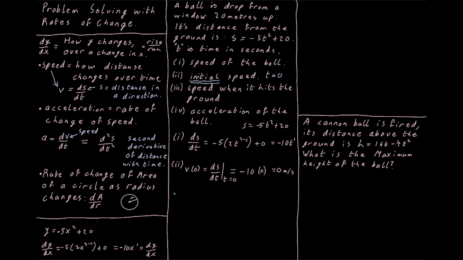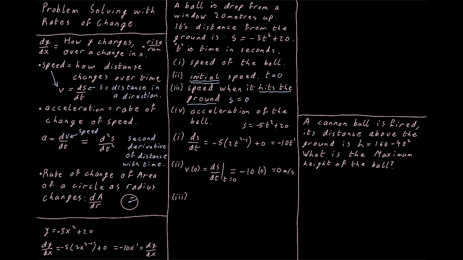So part 3 says the speed when the ball hits the ground. So what is the speed when it hits the ground? Well, this formula gives us the distance above the ground. So when we hit the ground, what's the distance above the ground? Well, it's going to be 0. The ground is a height of 0 above the ground. So s, the height above the ground, is going to be equal to 0.